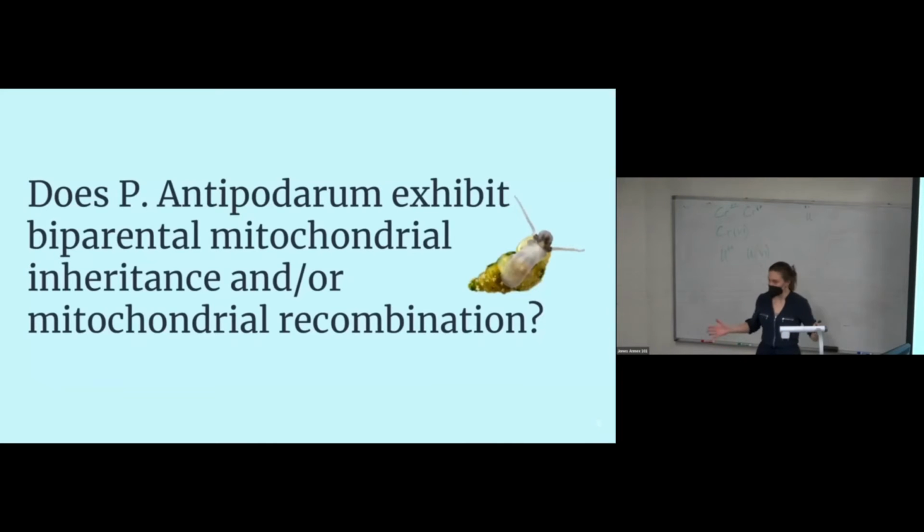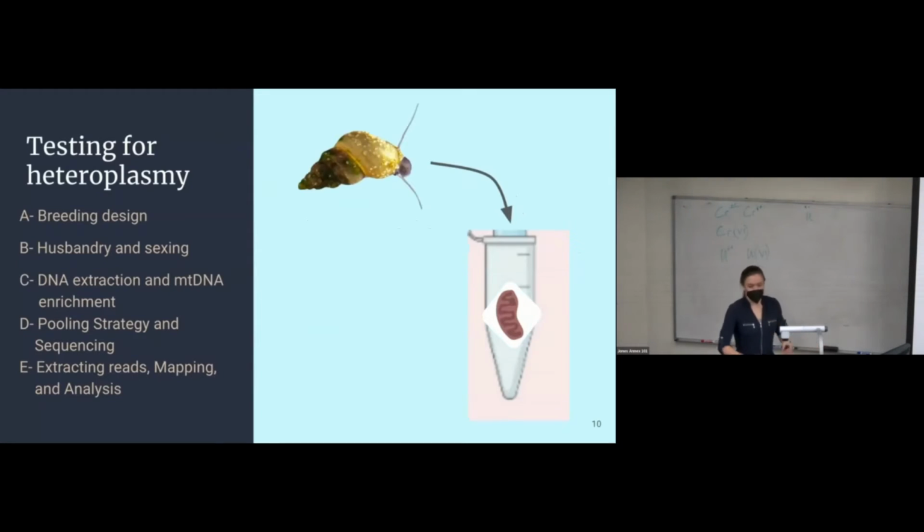So that's my big research question. Does P. antipodarum exhibit biparental mitochondrial inheritance and/or mitochondrial recombination? So here's my design. I'm testing for heteroplasmy, right? In order to see how this recombination is happening. So I'm starting with a breeding design, followed by husbandry and sexing, DNA extraction and mitochondrial enrichment, a pooling strategy and sequencing, and then ending with extracting reads, mapping, and analysis.